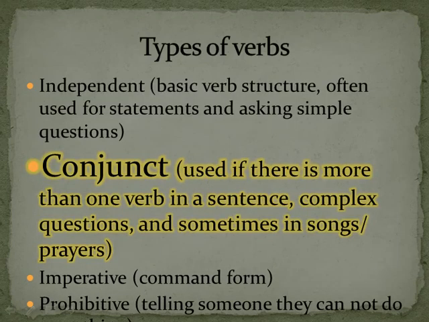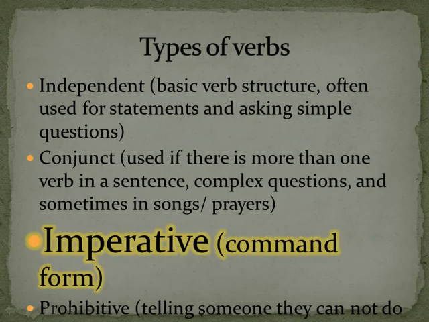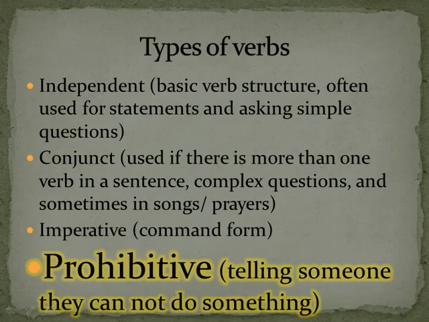There's the conjunct, which is used if there's more than one verb in a sentence, complex questions, and sometimes in songs and prayers. Then there's the imperative, or command form. Then there's the prohibitive, which is telling someone they can or cannot do something.